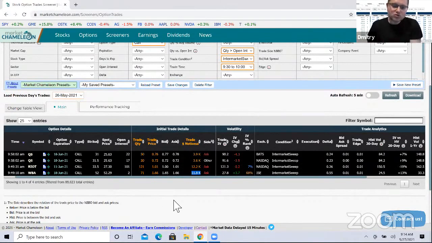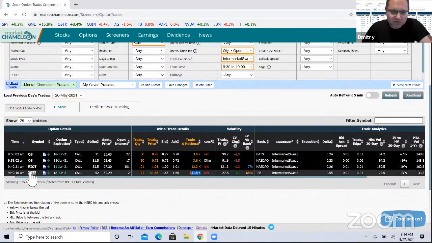if this was something that interests me and I thought this is a piggyback, right? How would that work out by the end of the day? Would this be profitable? So here we go. WABA, right? I see June 18th call, 71 of them traded for $1.66 on the ask side.